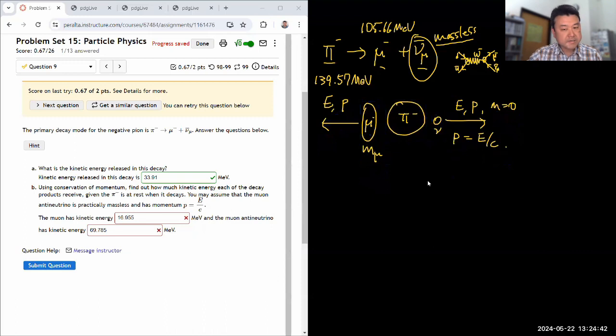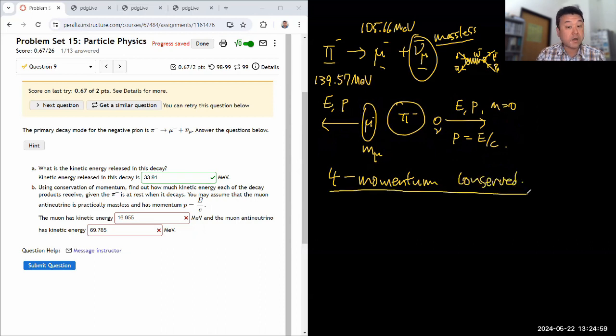So in this decay, we can imagine the energy-momentum 4-vector will be conserved. We say 4-momentum is conserved, so we write down the conservation law equation. Our initial energy is the rest energy of the pion, and it is equal to the final energy, which will be the energy of the muon plus the energy of the neutrino.